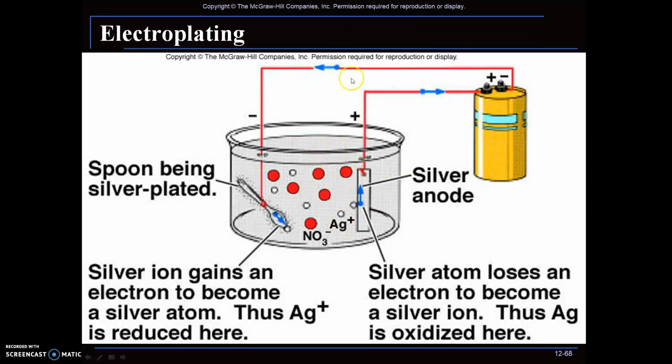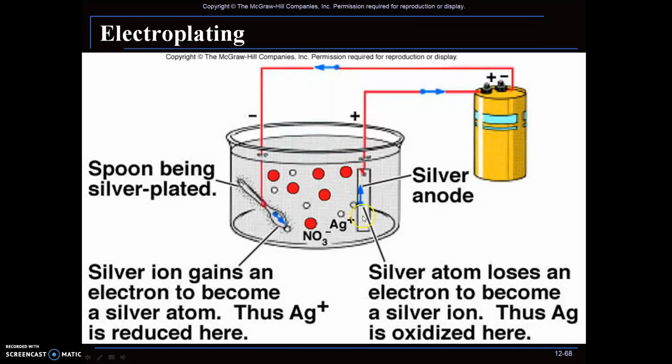When the electricity is passed through that, the silver nitrate will decompose into Ag+ and NO3-. And since this is plus, it would be looking for one electron, so it would go to the negative electrode side, and it absorbs the electron and becomes Ag, and it will be coated onto the spoon right here. The silver ion gains an electron to become a silver atom and becomes reduced here. Ag+ becomes reduced here, and thus the spoon is being silver plated.